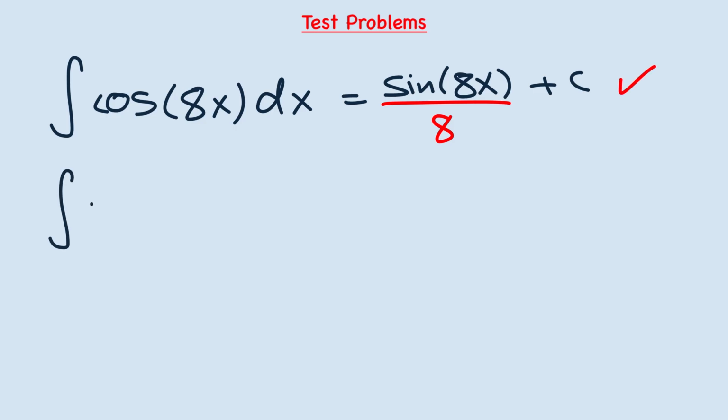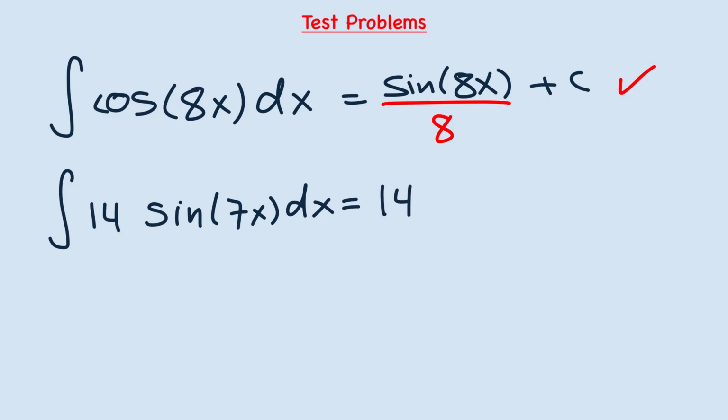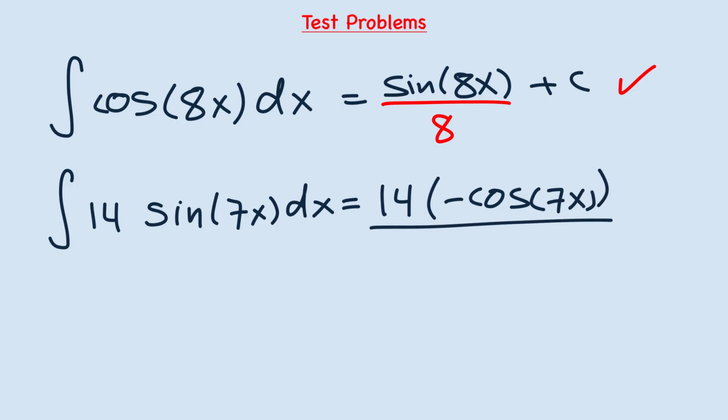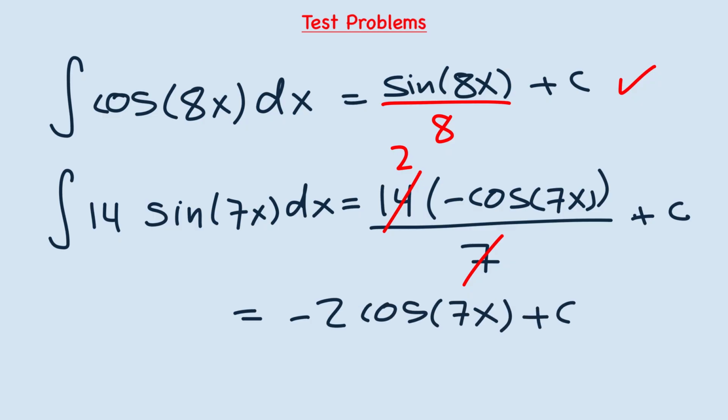Now it's your turn. Try to solve this question, then check your answer. 14 sine 7x dx. So the answer will be 14. Integration of sine will be negative cosine 7x. Next, we have to integrate the angle, which is 7x. It will be 7 plus c. Now we can simplify this expression. So we can cancel the 7 with the 14. We'll have 2 left, which equals negative 2 cosine 7x plus c.